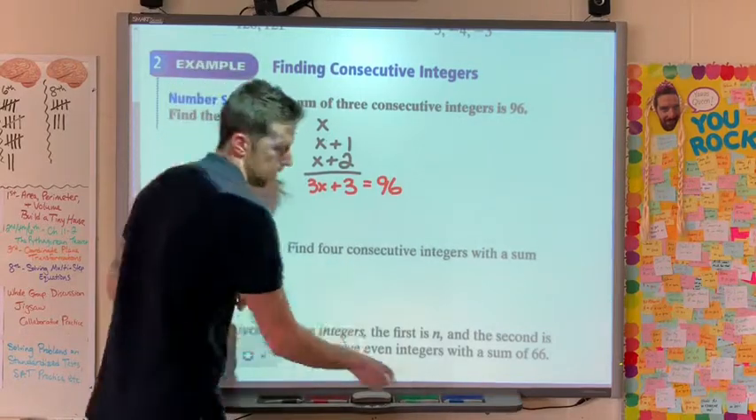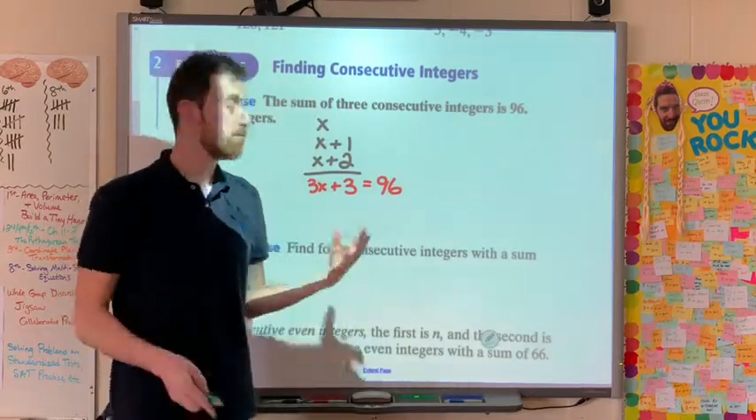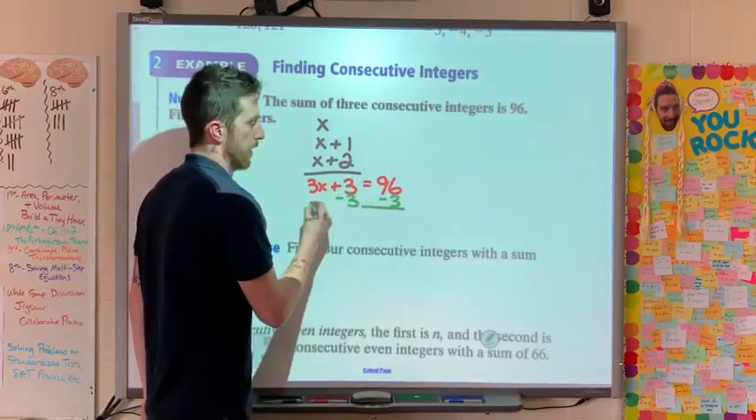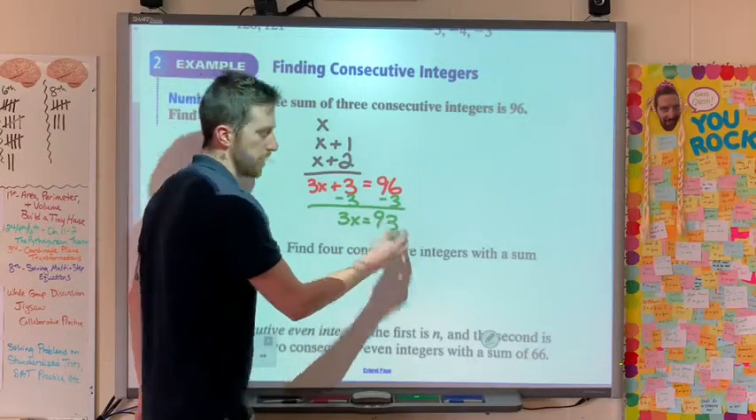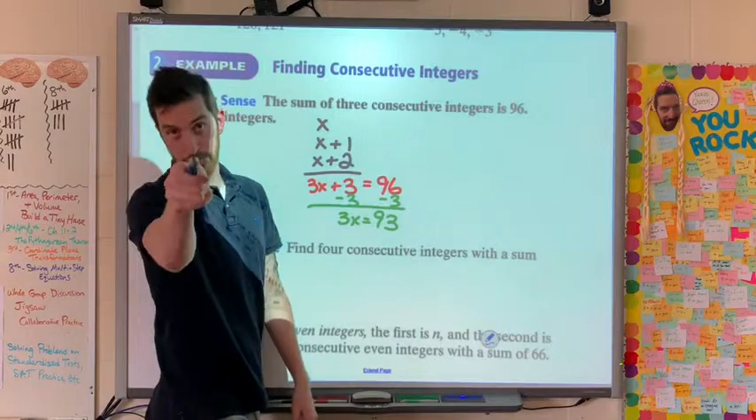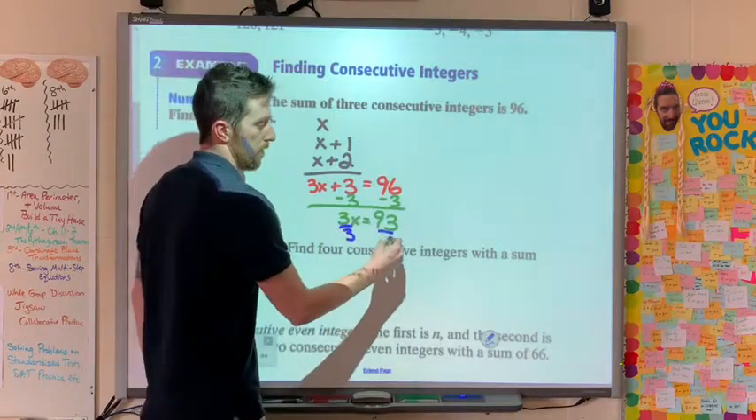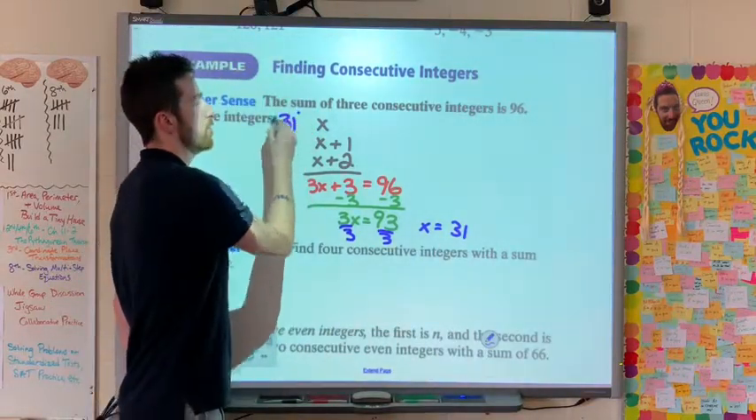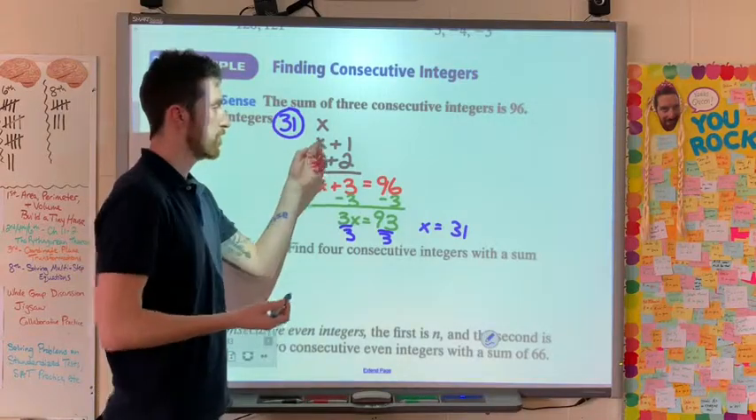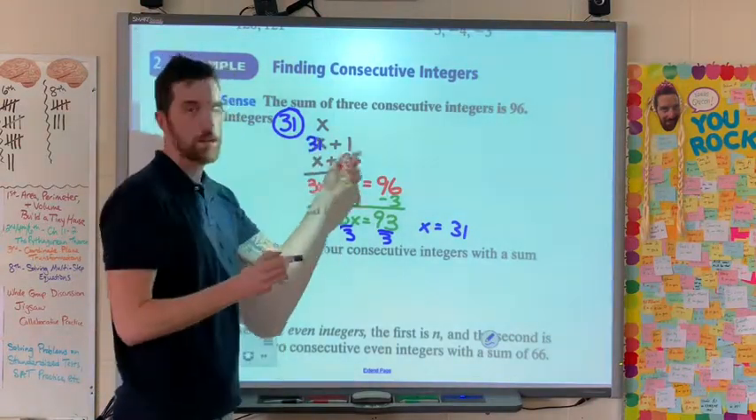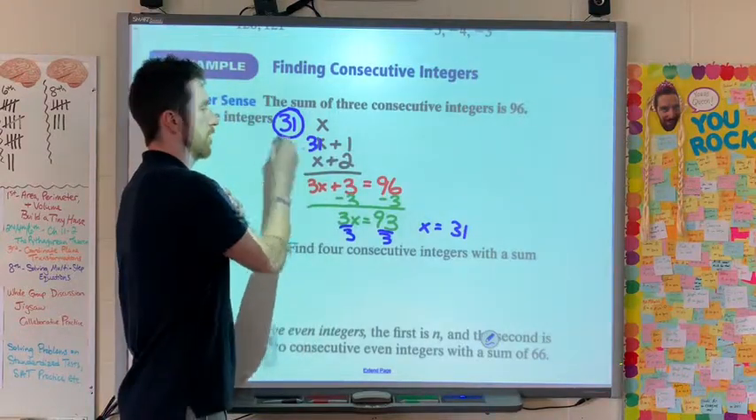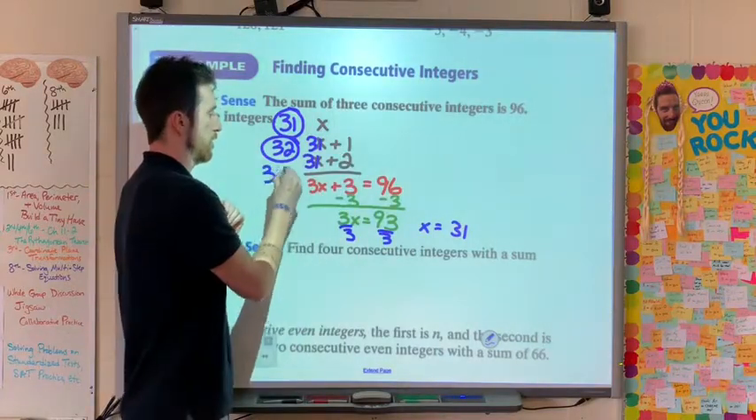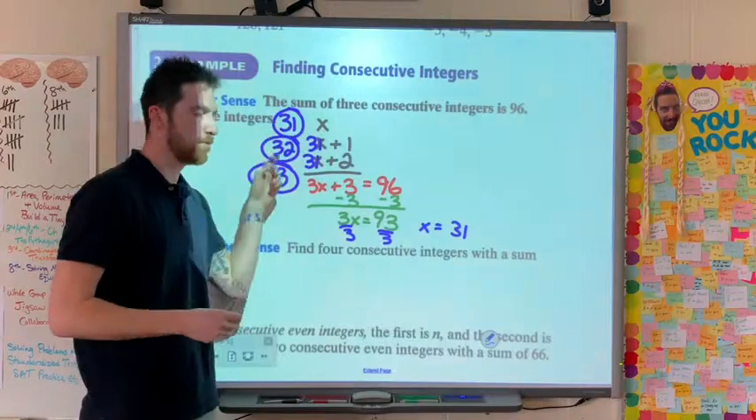There's nothing to distribute, there are no like terms. Now I get rid of plus 3 by doing what? That's right, minus 3. 3x equals 93. How do we get rid of the 3? Absolutely, divide it. So it gives us x equals 31. Great! So our first number is 31. Cool? Now this one is 31 plus 1, 32. And this one is our original number, 31 plus 2, 33. Now those are our three numbers in a row, 31, 32, 33.